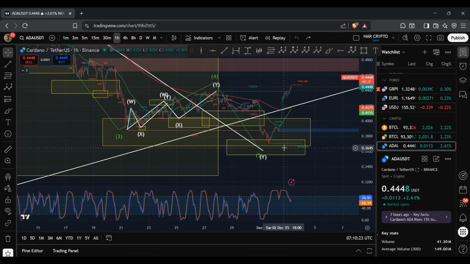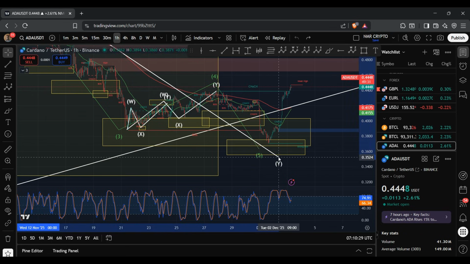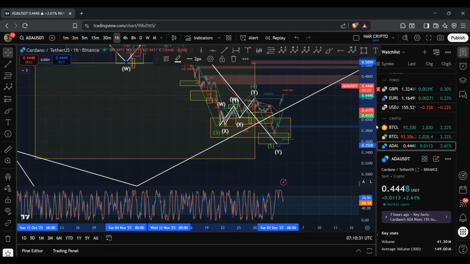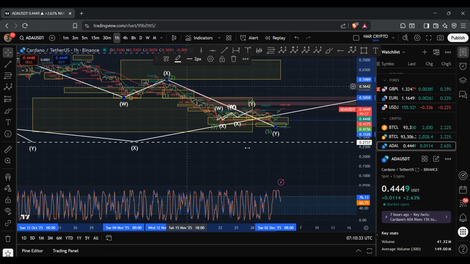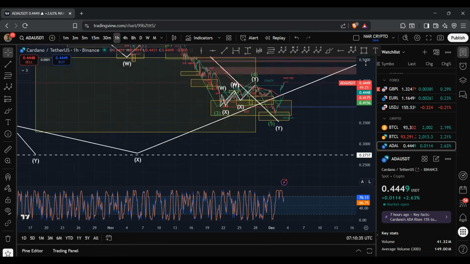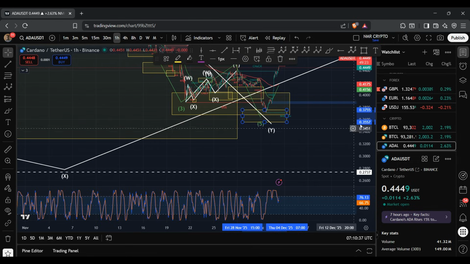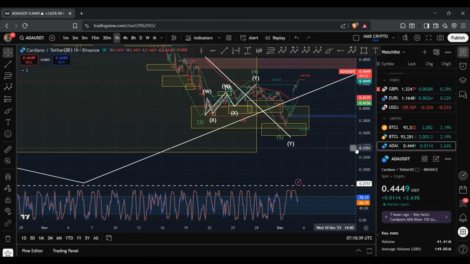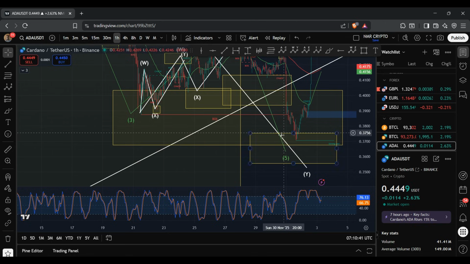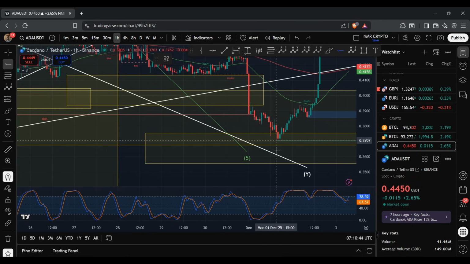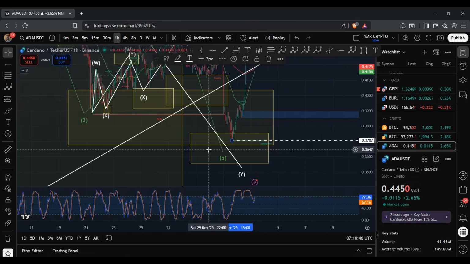So ADA currently finds itself on an uptrend, following on from our previous update where I mentioned I was tracking the wave Y. And I mentioned in that update that the wave Y was made up of 5 waves. So I set out the 5th wave target to sit within this range between 35 cents to 37 cents. And here you can see that we ended up tapping into that target once we reached 37.07 cents.